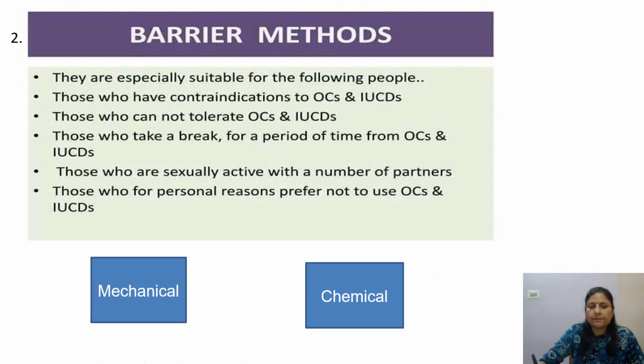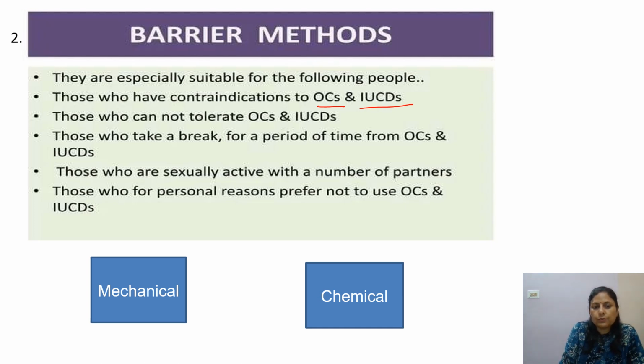Next method is barrier methods. Barrier methods are especially suited for persons who have contraindications to other modes of contraception like oral contraceptive pills or intrauterine contraceptives, or who don't tolerate these types of contraceptive methods, or those who take a break for a period of time from oral contraceptives and IUCDs. So suppose a woman is using oral contraceptive pills and then stops for a few months; while having a break during that time, she can use a barrier method to avoid pregnancy.